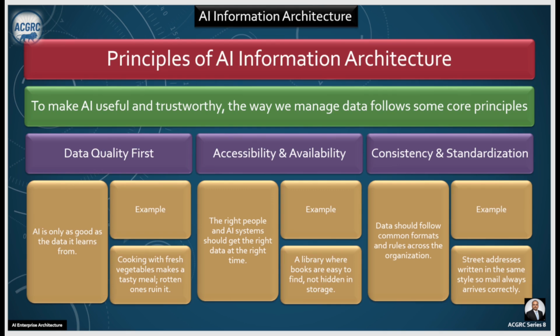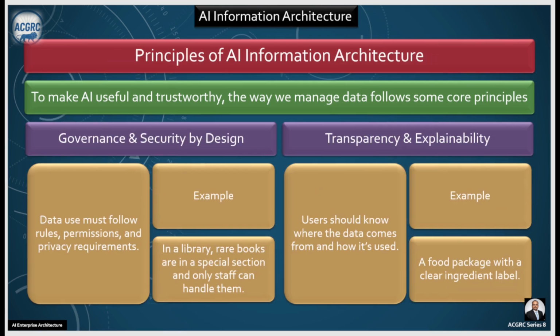The third aspect is consistency and standardization. Data should follow common formats and rules across the organization. Example, street addresses written in the same style, so email always arrives correctly. So, that's consistency and standardization. Next is governance and security by design. Data must follow rules, permissions, and privacy requirements. Example, in a library, rare books are in special sections and only staff can handle them.